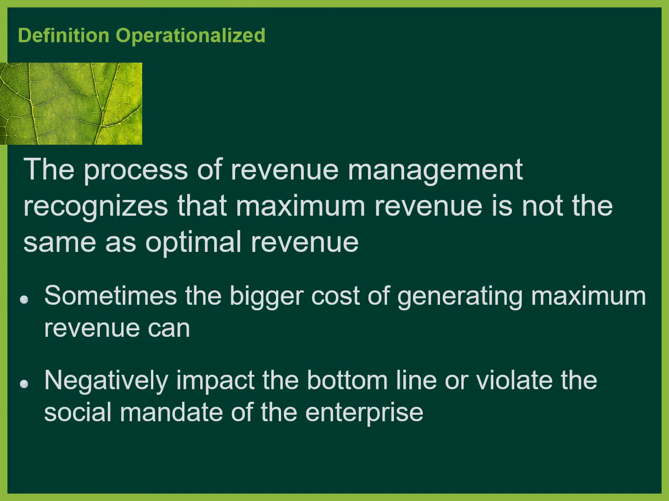Overall, in the process of revenue management, we need to recognize that the maximum revenue is not the same as the optimal revenue. So these can be different. Sometimes a bigger cost of generating maximum revenue can negatively impact the bottom line, or we can violate the social mandate of the enterprise. So we have to make sure that we keep those ideas separated as we move through the whole process of pricing and getting supply to meet demand and so forth.